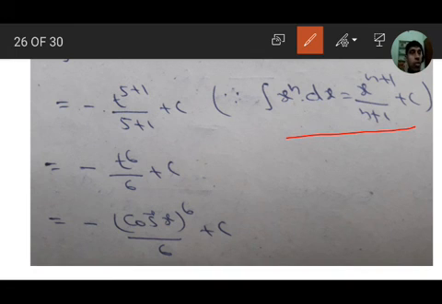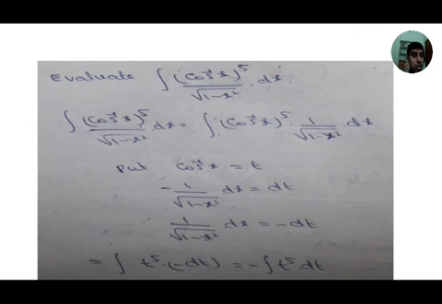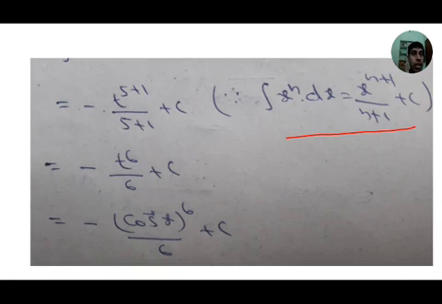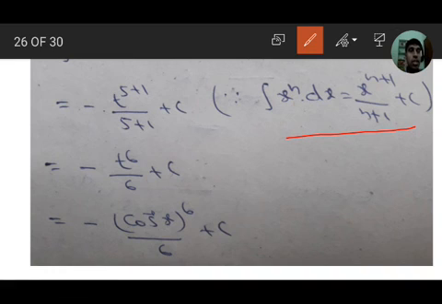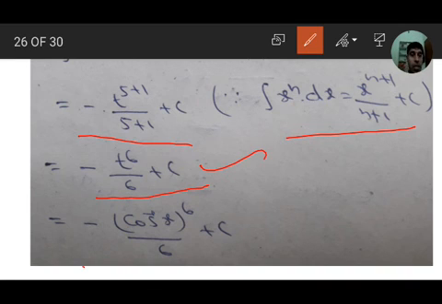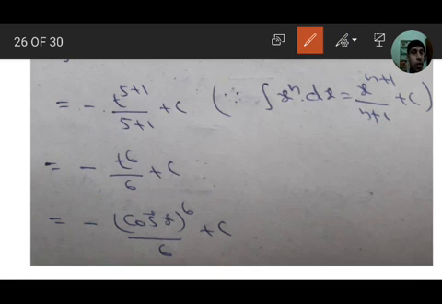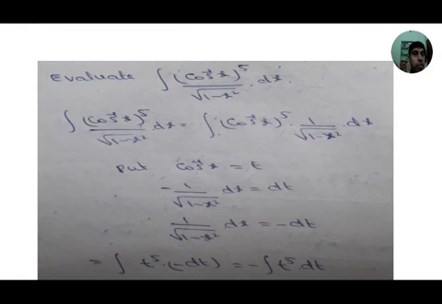Here n equal to what? Minus outside t to the power of 5, n equal to 5, that is integration, that is minus t to the power of 5 plus 1 by 5 plus 1 plus c, that is minus t to the power of 6 by 6 plus c, that is minus cos inverse x whole to the power of 6 by 6 plus c. I will repeat the problem.